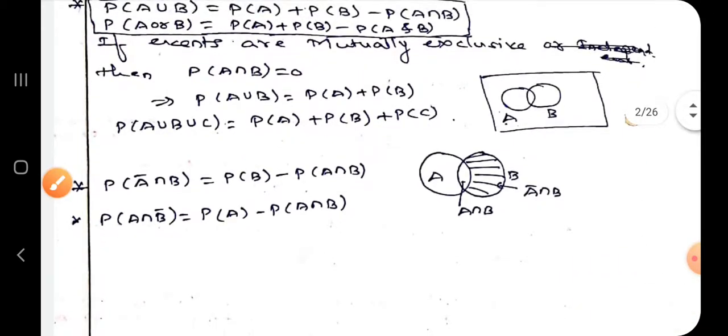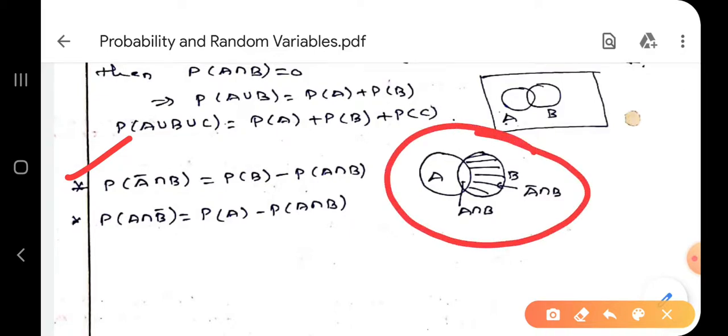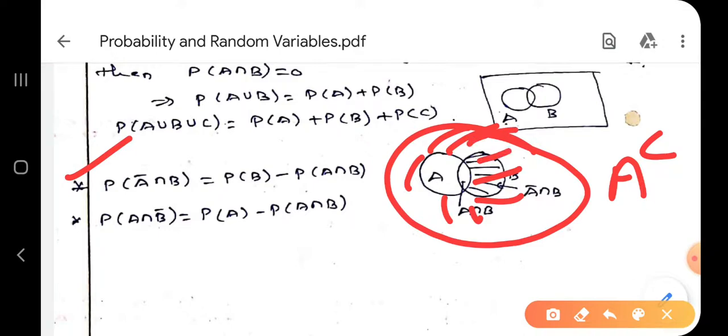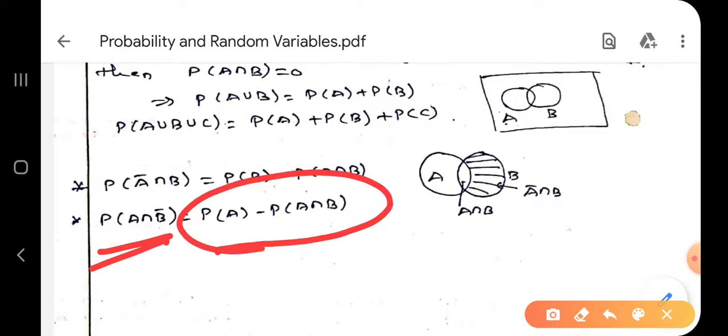Now again we define this one. From this figure we get the idea. P of A bar intersection B. A bar means A complement. A complement intersection B, so outside part intersection with B. Here A complement intersection with B, this part we have to remove. Correct? So P of B minus P of A intersection B. Similar way, P of A intersection B complement is equal to P of A minus P of A intersection B.